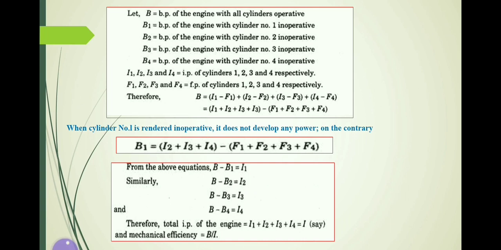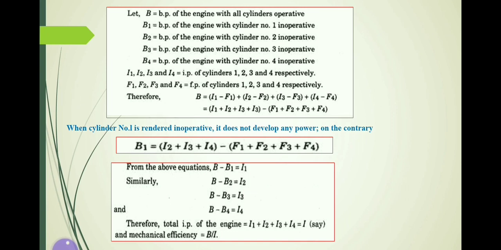Let us consider how we can express the total brake power. For that, we have to consider the total indicated power minus the total friction power, because brake power is nothing but the indicated power minus friction power. So the total brake power B equals (I1 + I2 + I3 + I4) minus (F1 + F2 + F3 + F4). In this way, we can measure the total brake power.